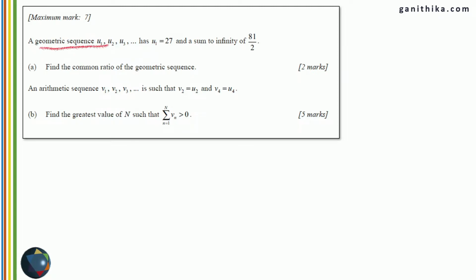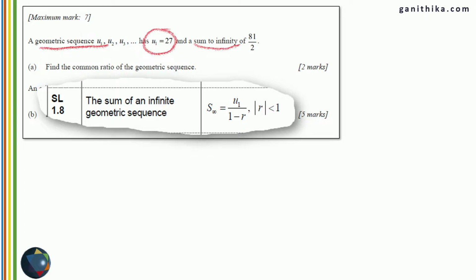A geometric sequence is important. It's a geometric sequence, U1, U2, U3, etc., which means it is an infinite geometric sequence. And U1 value is given to be 27, sum to infinity is given to be 81 over 2. Now that we know that we are in a sequences and series question, take your formula booklet, open the page under sequence and series and keep it ready.